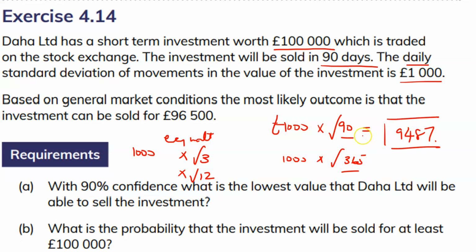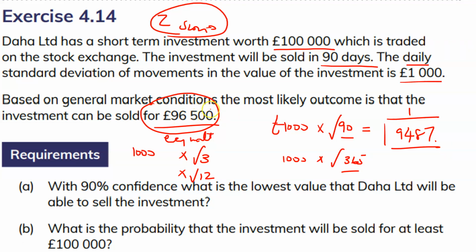So this is the standard deviation we're expecting to work with, right? And the question says, based on general market conditions, the most likely outcome is that the investment can be sold for 96,500. So we accept that there's a potential for us to receive 96,500, but we can see there's potential to also see deviations, or one standard deviation, of up to 9,487 in either direction. If you have that in your mind, you know that your z-scores are always helping you to understand the extent of the deviation, and then you can apply that to the mean figure to know what the final answer would be.